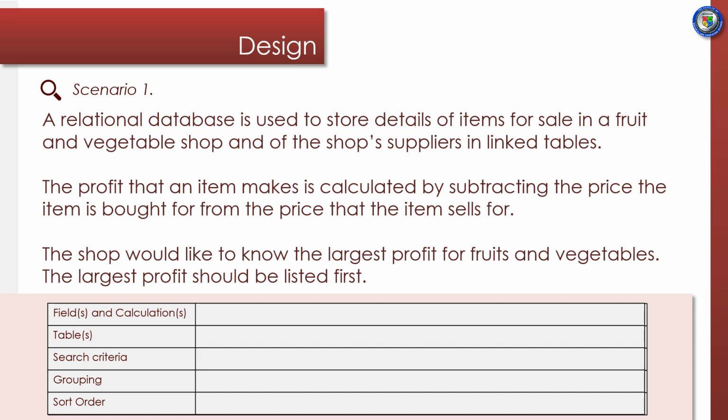The first step in this is to extract the key information from the scenario. For example, we're looking for the profit. That is calculated by subtracting the price the item is bought for from the price that the item sells for. We're also looking for the largest profit for fruits and vegetables, and the largest profit should be listed first.